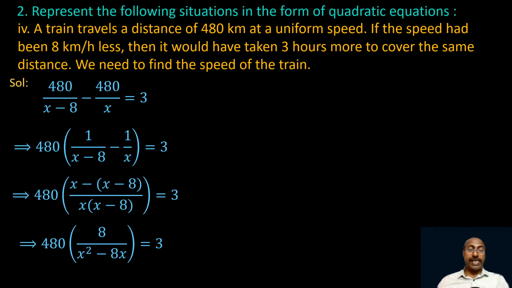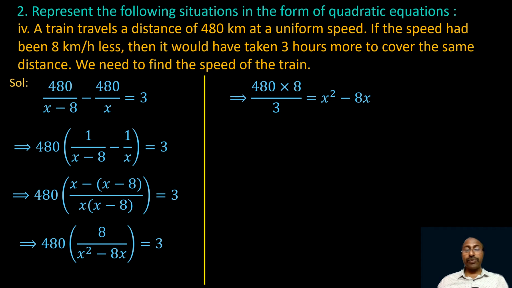And in the denominator, x into x minus 8 is x into x, which is x square, plus x into minus 8 is minus 8x. So now let us transfer x square minus 8x to the right side and 3 to the left side. That is, we get 480 into 8 by 3 is equal to x square minus 8x. And we can divide 480 by 3 to get 160. So 3 160s are 480. That is, 160 into 8 will remain. So x square minus 8x is equal to 160 into 8.